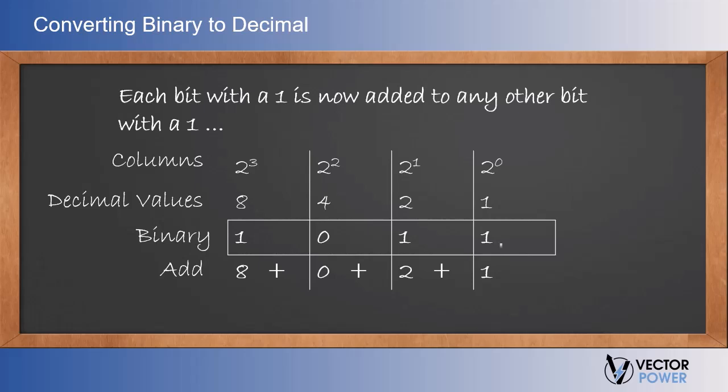The first bit is 1 times 2 to the power of 0, which equals 1. The second bit is 1 times 2 to the power of 1, which equals 2. The third bit is 0 times 2 to the power of 2, which equals 0. The fourth bit is 1 times 2 to the power of 3, which equals 8. Now we add each bit position that has a 1 in it. So the binary word 1011 is equal to 11 in decimal.